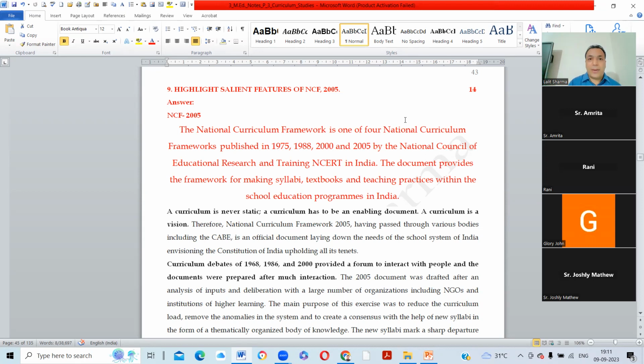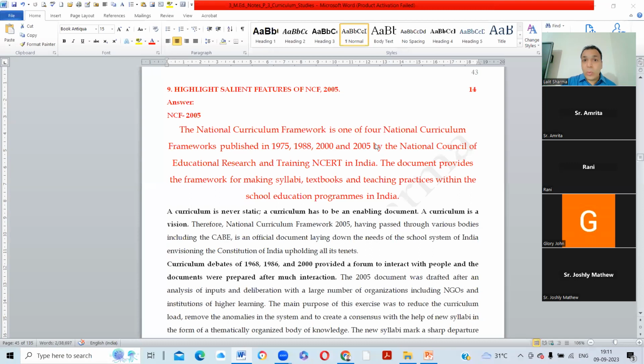And you should remember, NCF 2005 is one of the four NCFs. Before this, the national level curriculum came in 1975, the second came in 1988, then in 2000, and the National Curriculum Framework came in 2005.